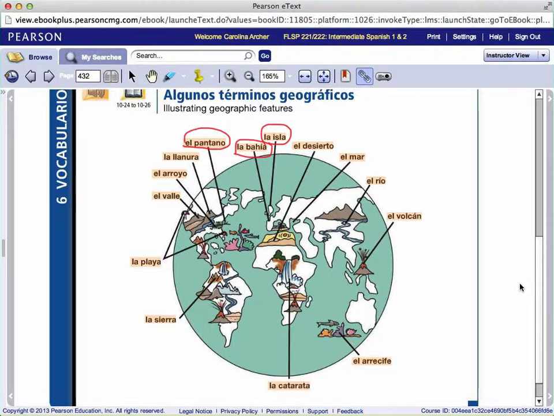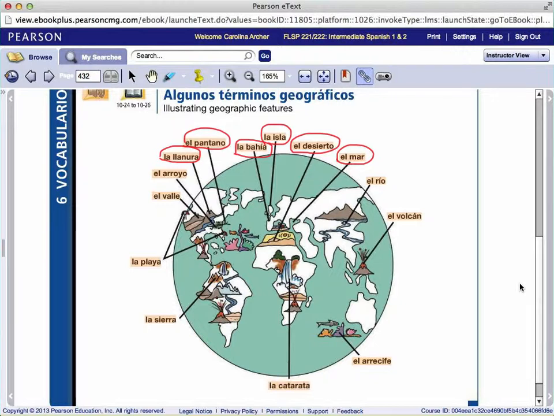the book calls it a marsh, so I guess we'll go with that. La llanura, the plain, el desierto, the desert, el mar, the sea, as opposed to the ocean, el océano, it's not here. El mar, the sea, el océano, the ocean.